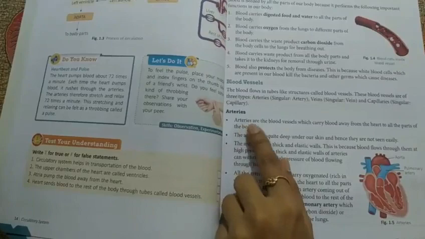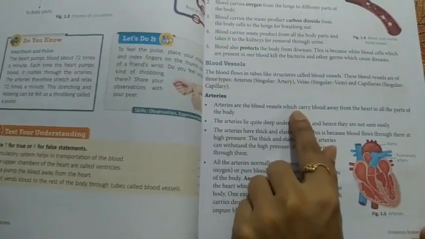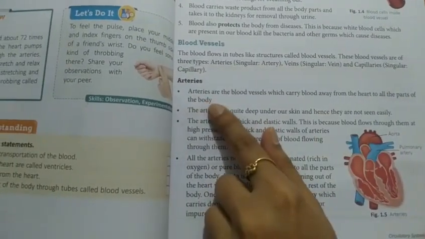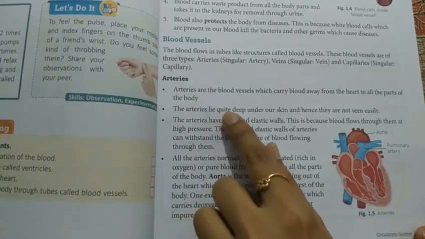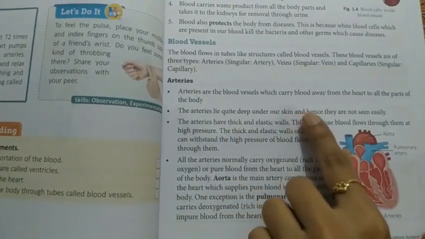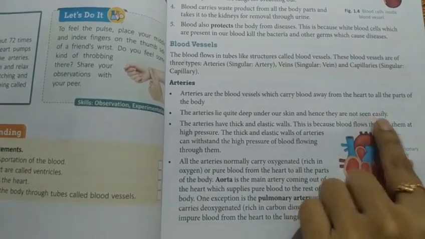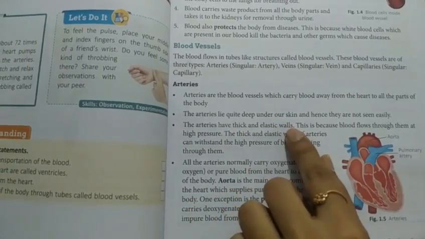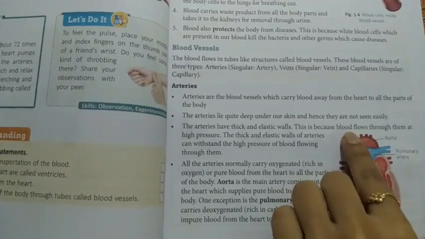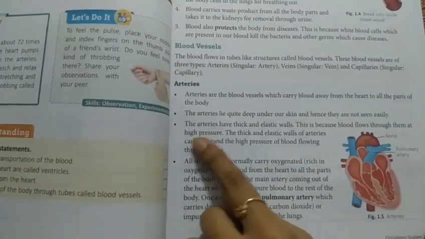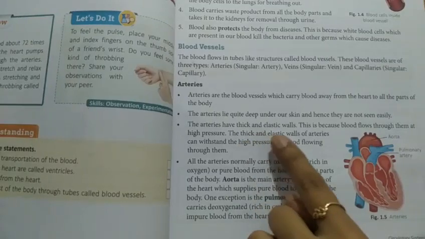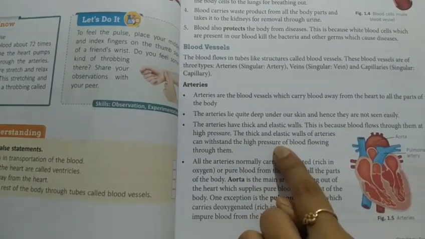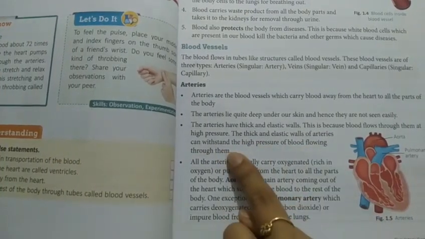Arteries. Arteries are the blood vessels which carry blood away from the heart to all the parts of the body. The arteries lie quite deep under our skin, and hence they are not seen easily. The arteries have thick and elastic walls. This is because blood flows through them at high pressure. The thick and elastic walls of arteries can withstand the high pressure of blood flowing through them.